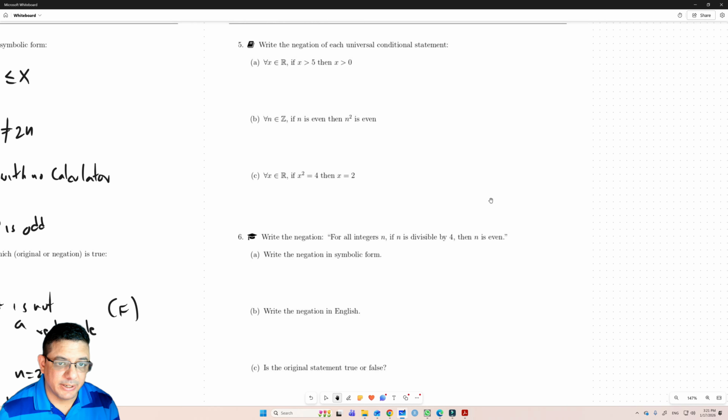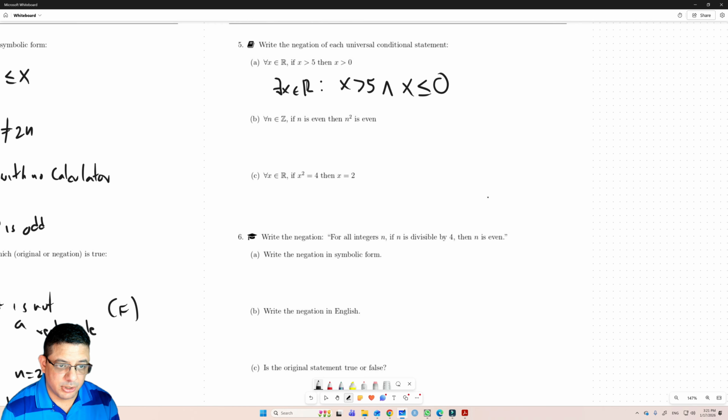Now, question number 5, write the negation of each universal conditional statement. So all these are universals, and we're going to negate this with existential. So the negation of "for all x that belongs to R" is "there exists x that belongs to R". And then we have an implication. So remember that the negation of the implication is that we have P, but we don't have Q. So if x is bigger than 5, then x is bigger than 0. So the negation will be here, x is bigger than 5, and x is less or equal than 0, which is the negation of this.